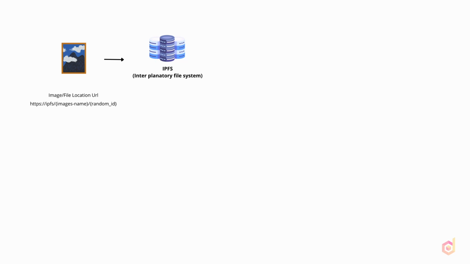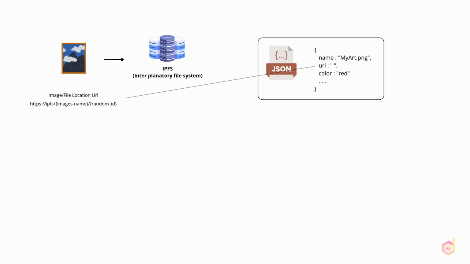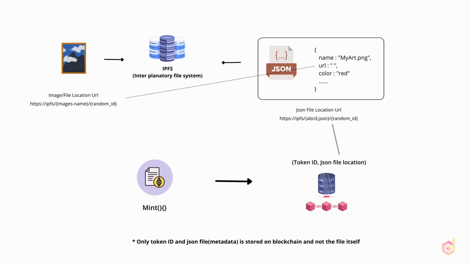Now comes the metadata. You will have to create a JSON file holding all the metadata of this file, like name, URL of the file pointing to the location, and other things according to the standards. Again, upload this JSON file to the storage and get the URL of this JSON file holding all the metadata. Now with the use of the mint function, which is defined in the smart contract, you can create an NFT for your artwork. We have already seen every token holds its own token ID, owner and metadata.